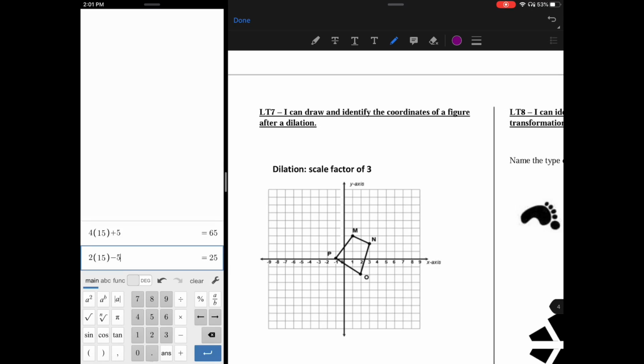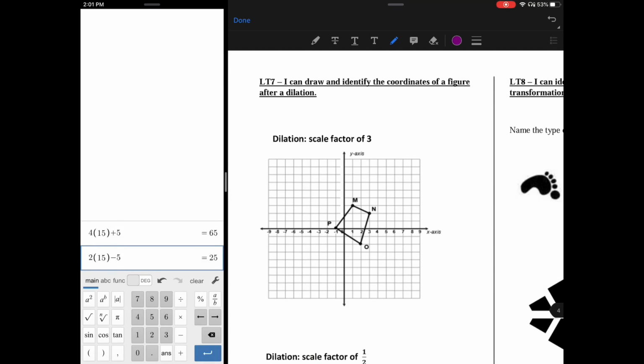And then our second to last thing is our dilation. So dilation is when you shrink or stretch, and in order to do this we need to know the coordinates for all of our points. So if we look at point M, that's at 1, 3. Point N is at 3, 2. Point O is at 2, -2. And point P is at -1, 0.